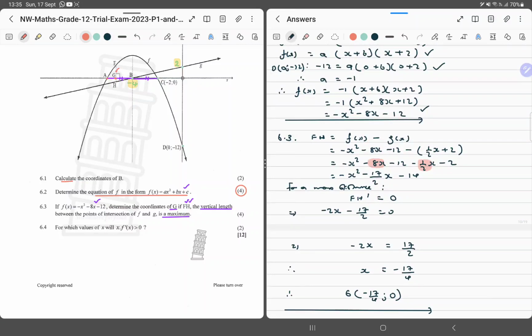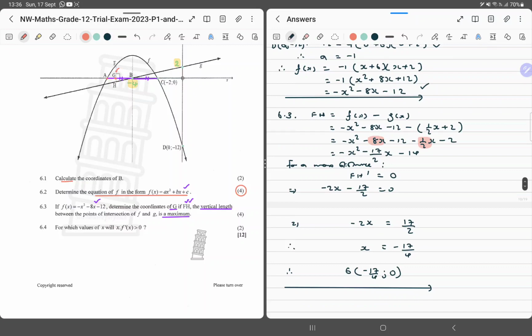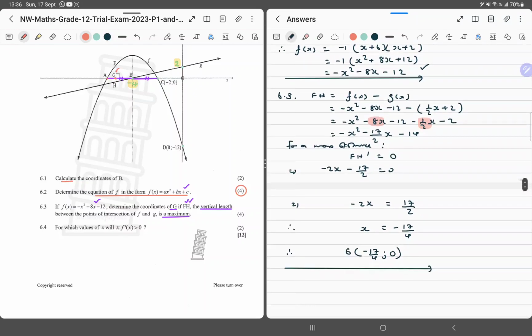But remember, if you didn't want to use calculus, from this equation you can complete the square. You will be able to tell what the maximum distance would be, because the constant term would give us the maximum distance. And effectively, you would be able to work out what x should be. Anyway, let's not waste too much time here.